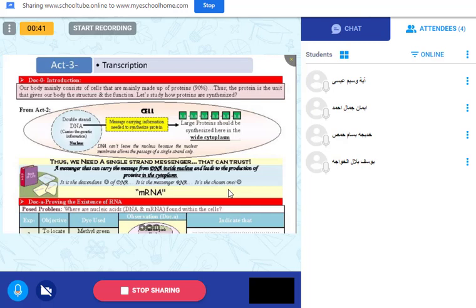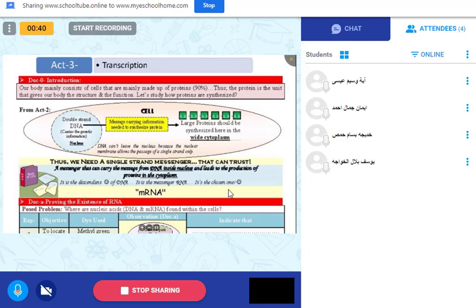Okay, now we want to recognize or identify mRNA. What is mRNA? It is a nucleic acid like DNA, okay, but has some differences. And we made a table of differences between DNA and RNA. We said that RNA is single-stranded, contains U instead of T, is not stable, and contains the sugar ribose instead of deoxyribose, and many other things.